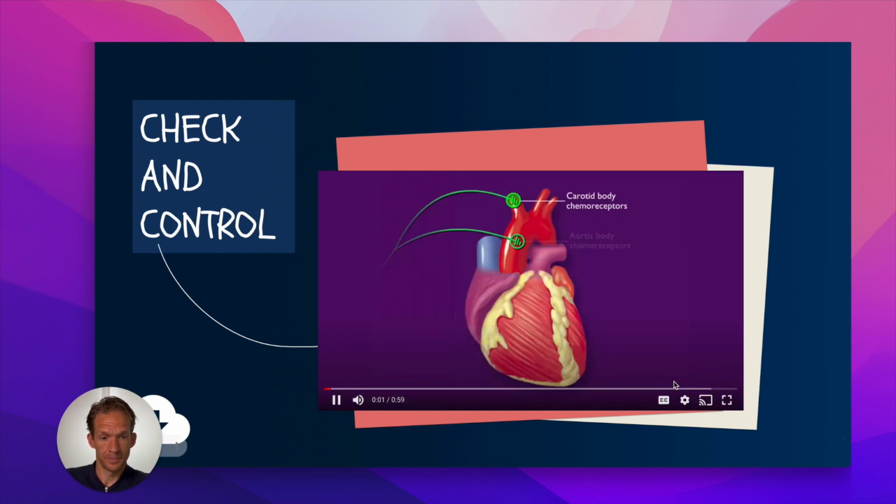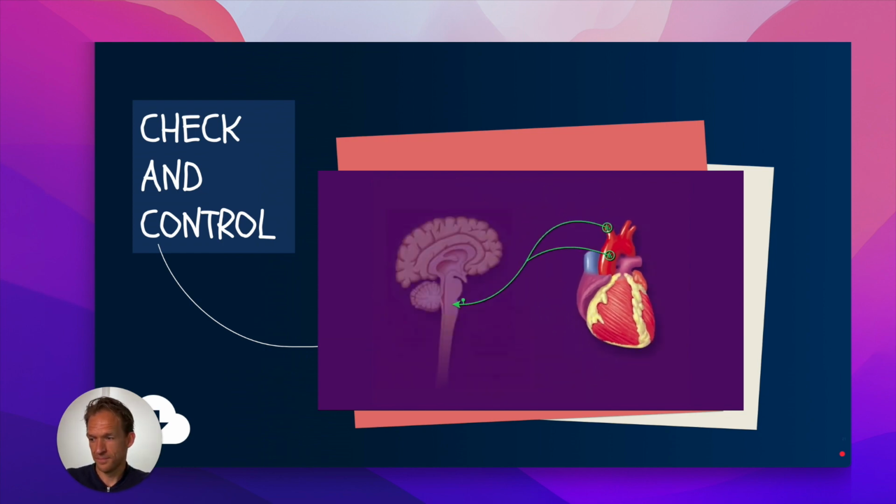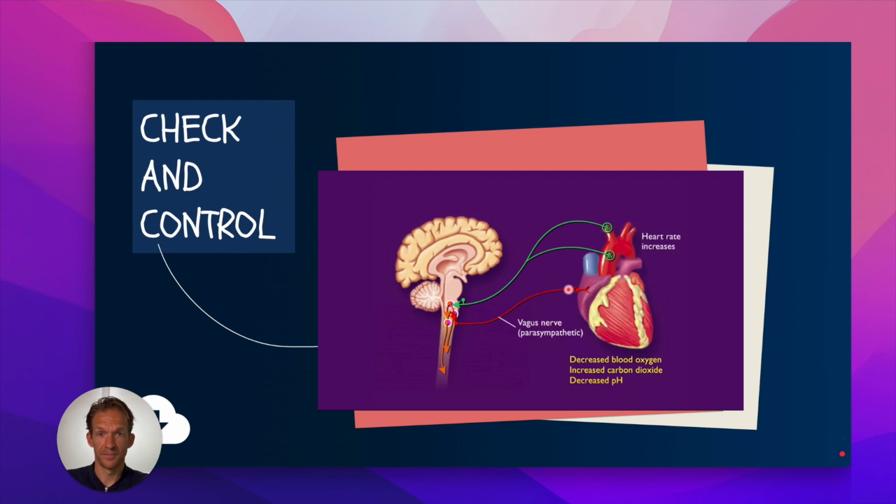The carotid and aortic bodies monitor blood oxygen, carbon dioxide, and pH. Impulses from these chemoreceptors are conducted to the control centers for heart and blood vessels via the glossopharyngeal and vagus nerves. Chemoreceptors in the medulla oblongata monitor blood carbon dioxide and pH. Decreased blood oxygen, increased carbon dioxide, or decreased pH decrease parasympathetic stimulation of the heart, which increases the heart rate.